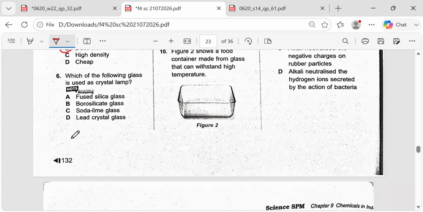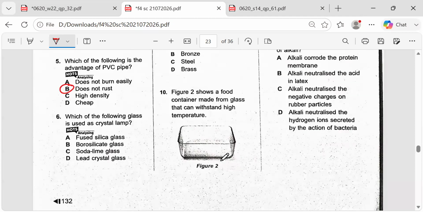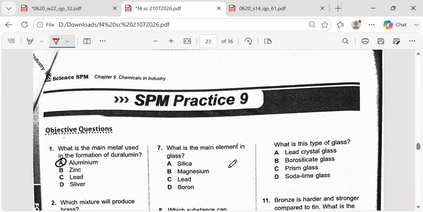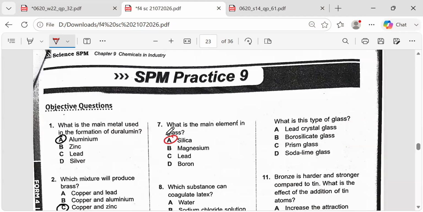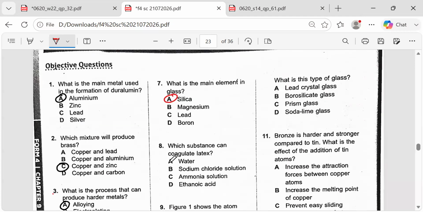Which of the following is used as crystal lamp? Crystal lamp is the one with lead, the lead crystal glass. What is the main element in glass? Silica. Silica is silicon dioxide. What substance can coagulate latex? Remember, if it's acid, it makes it coagulate. If you want to prevent coagulation, you add ammonia. Ammonia is to prevent.